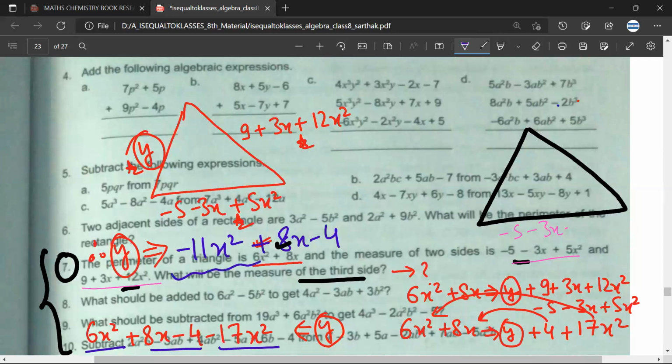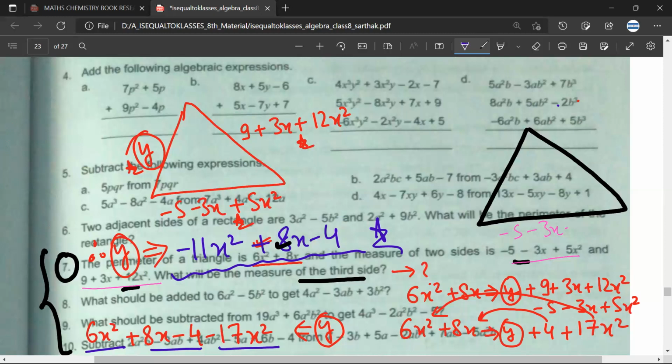Sarthak, have you got the same answer? No, sir. Then you will have to check again. Did you understand the point? Yes. Do you have any doubt? No, sir. Have you understood how to do these questions? Yes, sir. But the answer at the back of the book is the same as mine. Then they have made a mistake.